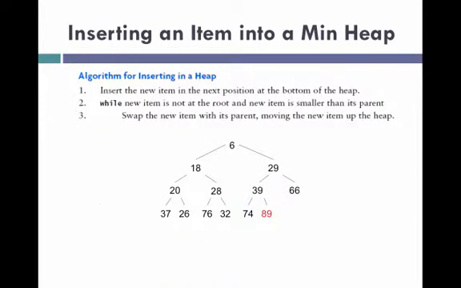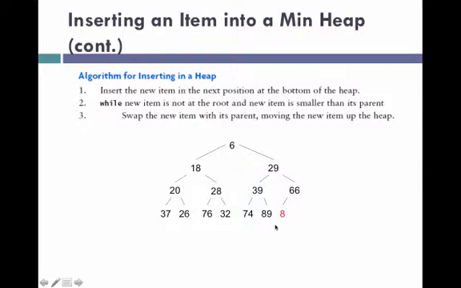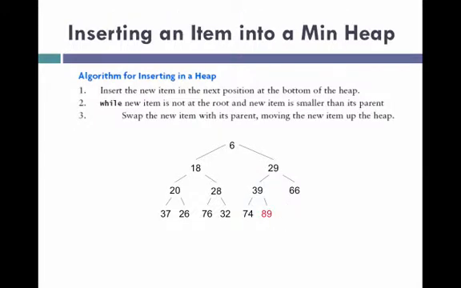Now, the algorithm for inserting into the heap. We first insert the new item in the next position at the bottom of the heap. So here, we'll place 89 at the next available location at the bottom of the heap. And while the new item is not at the root, and the new item is smaller than its parent, then we'll swap the new item with its parent, moving the new item up the heap. Now in this case, 89 is greater than its parent, so it stays in that location.